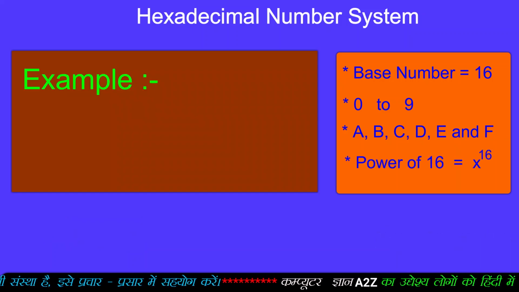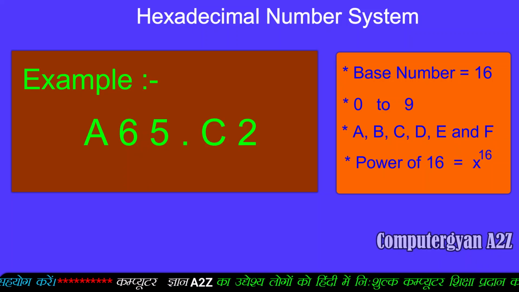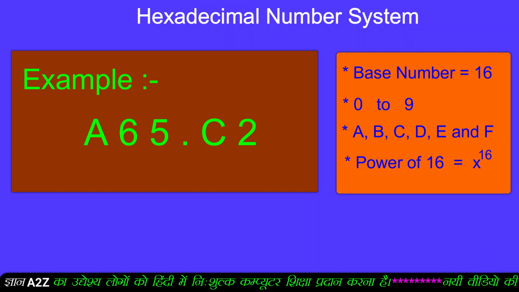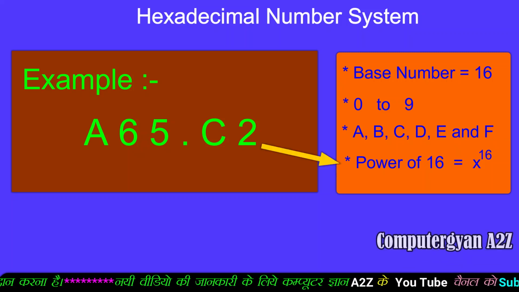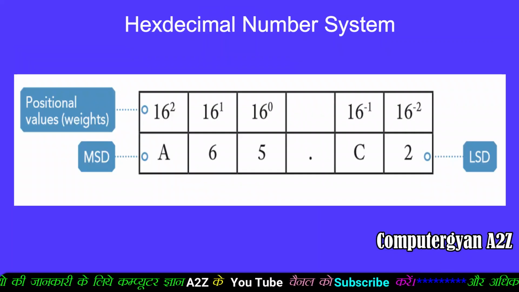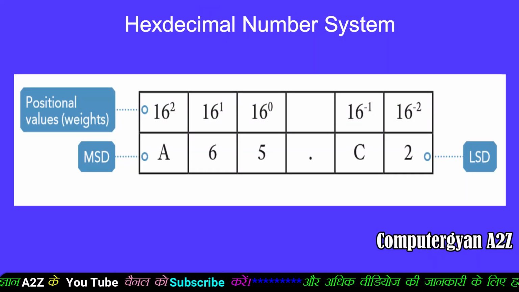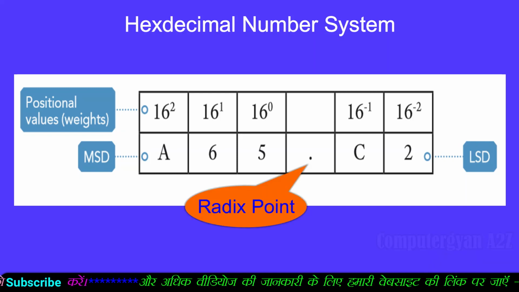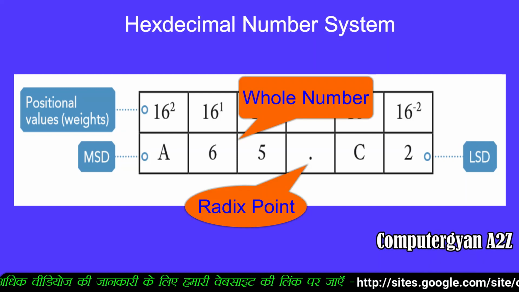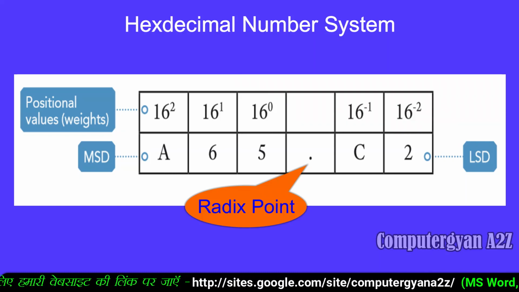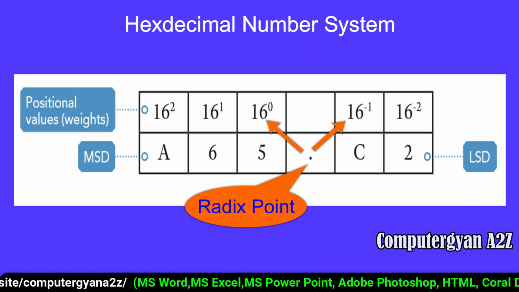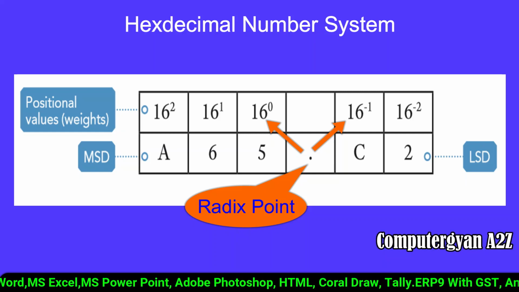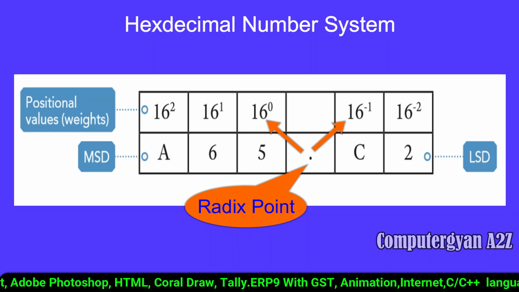As an example, consider a hexadecimal number with a fraction, A65.C2, and the place values or positional values of each digit as a power of 16. You can see in a table, as in the decimal and binary number systems, the radix point separates the whole number part from the fractional part. The place value of each digit to the left and the right of the radix point is got by raising 16 to successive positive or negative powers respectively.